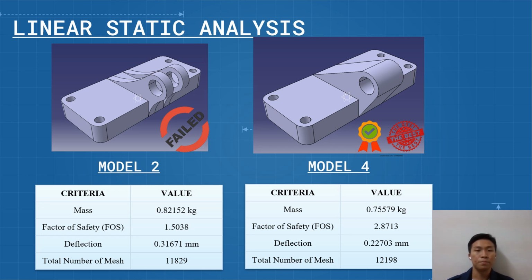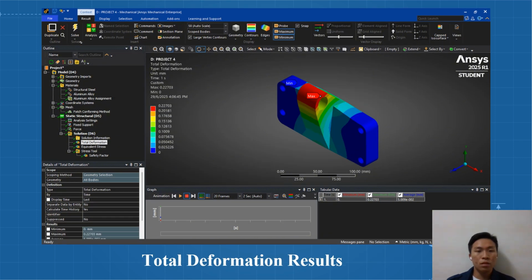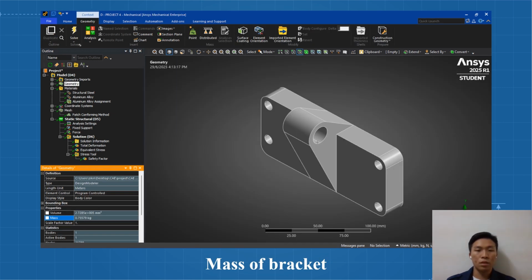So this is the result for the equivalent von Mises stress. This is the result for the total deformation. So this is the factor of safety result by ANSYS. And this is the figure as proof of the mass of the bracket for design model 4.